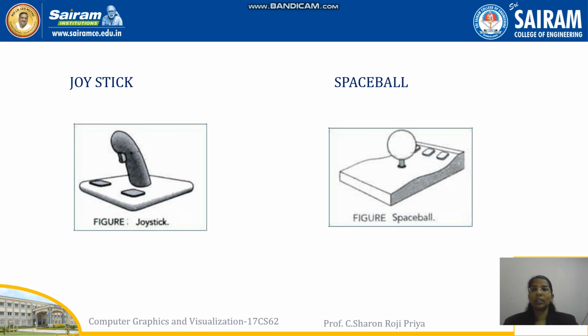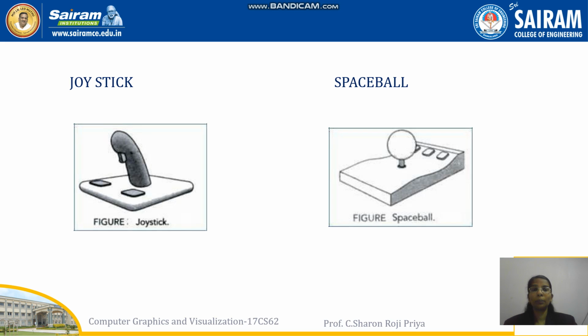Next is joystick. Joystick, again, it calculates the motion into orthogonal direction. It gives the position in the screen. Right, and the main use of joystick is in simulators. And next is spaceball. Right, spaceball, it is a 3D input device.